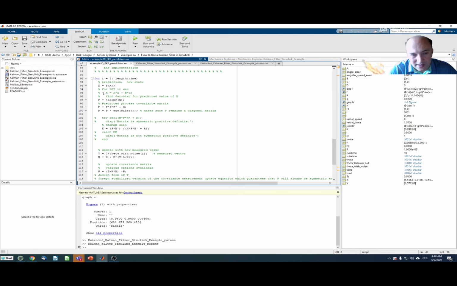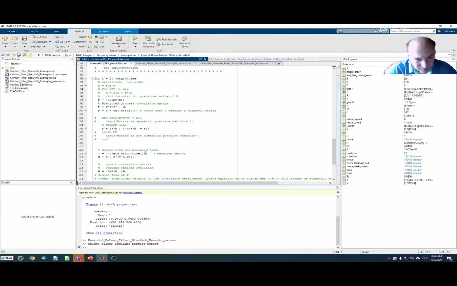So here I'm calculating the matrix F. I'm calculating the matrix of partial derivatives. I've made a function a little bit later that is doing that. So this gives me matrix F. And then I'm using the matrix F to calculate the predicted process covariance matrix. Here, if we had the linear Kalman filter, I wouldn't need to calculate this. I would use directly the matrix A, and in all those calculations the matrix A would be in place of matrix F. And then I'm calculating the Kalman gain, and here I'm updating the state with the new measured values.